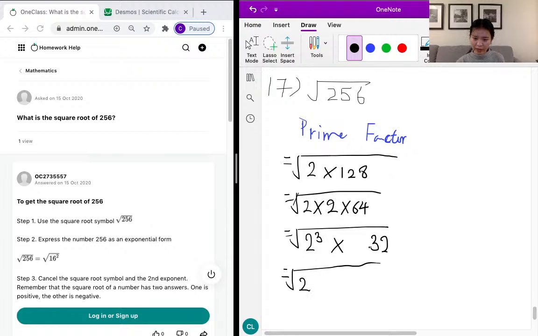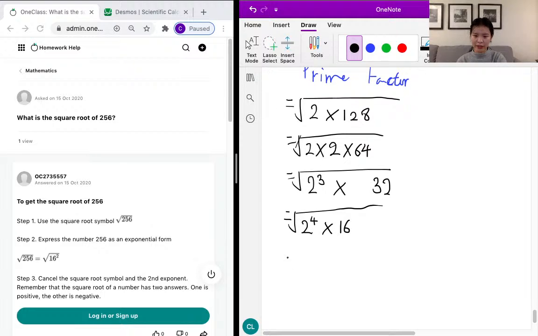Again, 32 is also a factor of 2, so 32 is also a multiple of 2, and 2 is a factor of 32. So we have another 2 over here, and we have 2 to the power of 4. Now we have 2 times 16 equals 32, so that's what we have here. And also, we know that 16 is actually just another 4 2's multiplied together. So we have 2 times 2 to the power of 4 times another 2 to the power of 4.